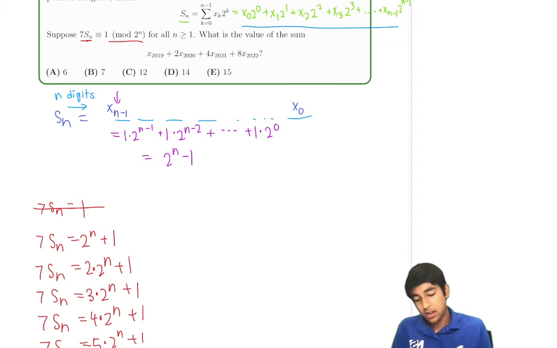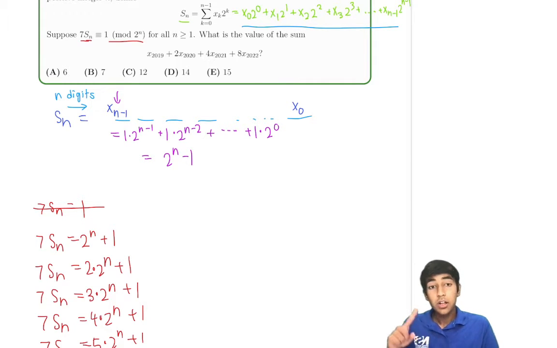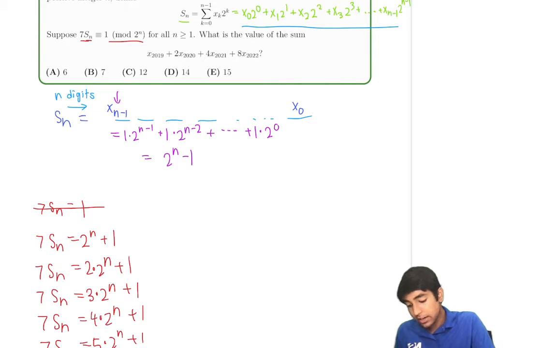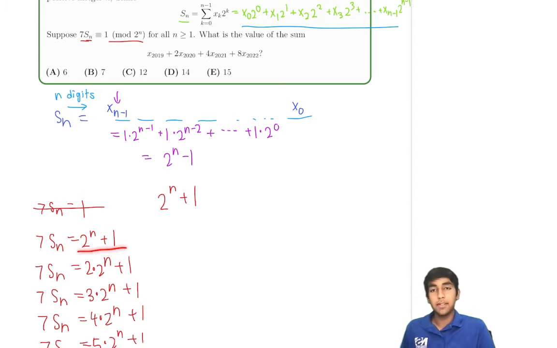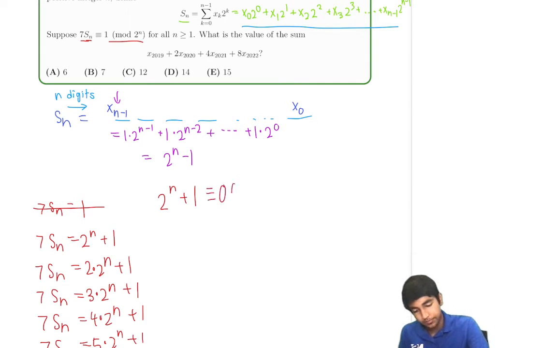Okay, the second case. 7 times s of n is 2 to the n plus 1. Remember, s of n is an integer. So for s of n to be an integer from this equation, we must have 2 to the n plus 1 be a multiple of 7. Because if this wasn't a multiple of 7, then s of n wouldn't be an integer, because we're multiplying by 7 on this side. So this is possible only when 2 to the n plus 1 is a multiple of 7, or 0 mod 7. And we can rewrite this as 2 to the n is congruent to negative 1 mod 7.